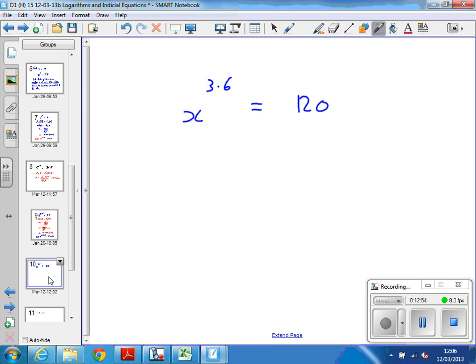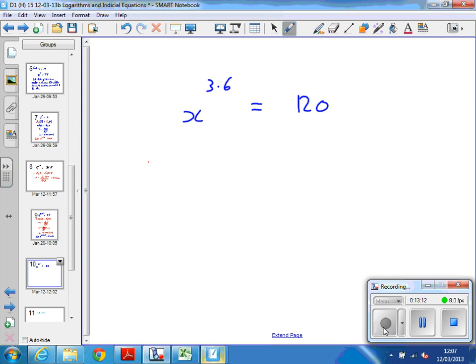Last one to look at today. What happens if the unknown is the base? So have a look at that. Write that down. Same start point with something like this. Just because the unknown's in the base doesn't matter. The first step is still the same.